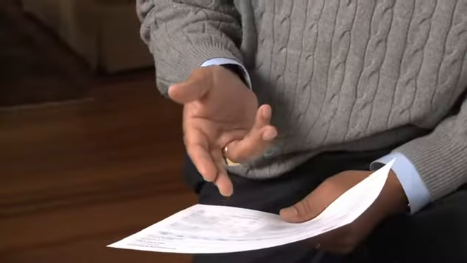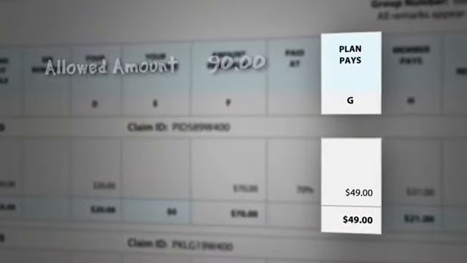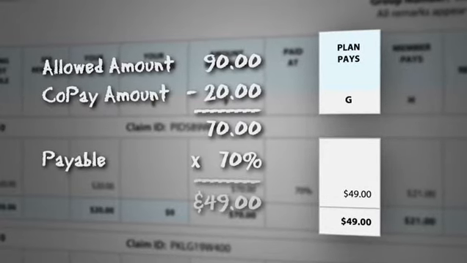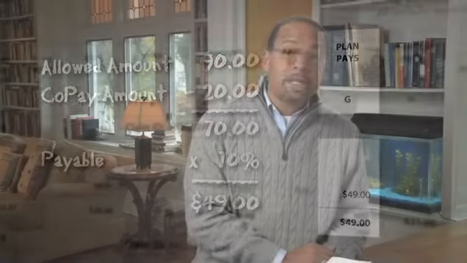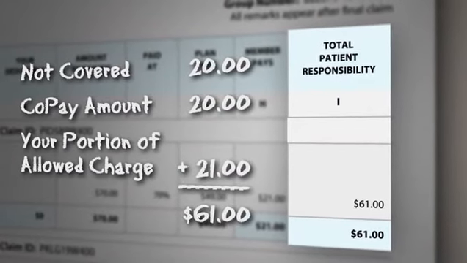Next, you'll see two columns that calculate the charges and deductions that appear previously on the EOB. Under payable amount or plan pays, you'll see the total amount your plan will cover. This equals the allowed charge minus your deductible, coinsurance, and copay amounts. The next column may be labeled Patient Responsibility. This is the amount you are responsible for paying your provider directly.